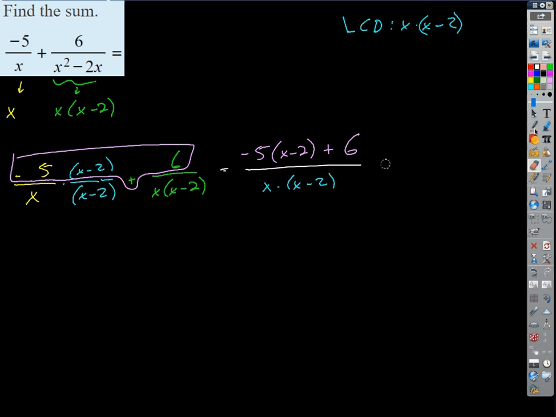Good. So on the top, we get negative 5x plus 16, minus 10. Oh no, plus 10, sorry. Plus 6 is plus 16. Very good. Over the bottom, x squared minus 2x. Yeah, x squared minus 2x. There we go. How about that?